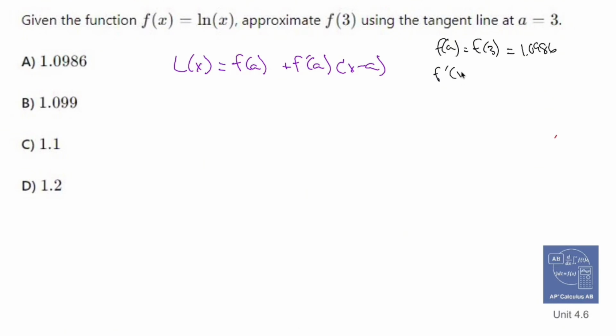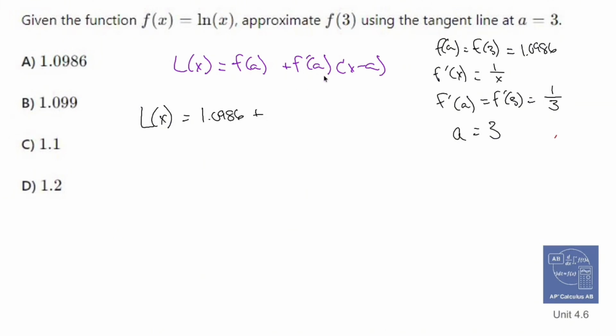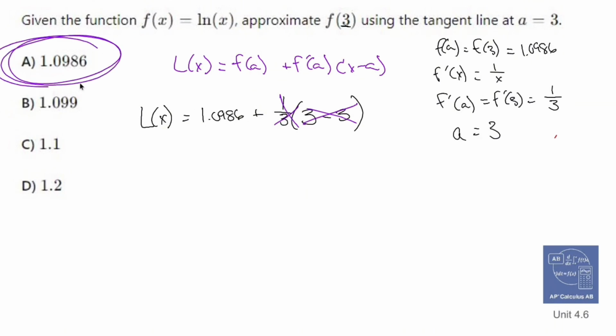F prime of x is going to be the derivative of ln of x, so 1 over x, which means f prime of a is going to be f prime of 3, which is going to be 1 over 3. A is 3, and now we have all the information that we need. So L of x is going to equal f of a, which was that gross number, 1.0986, plus f prime of a, which is 1/3, times, now they want us to find f of 3, which means x is 3. So 3 minus a, which is 3. So that is going to become 0, and a third times 0 is 0, which means L of x is going to be 1.0986. So kind of a bizarre problem, but that's what we end up with. So that's how you can do it.